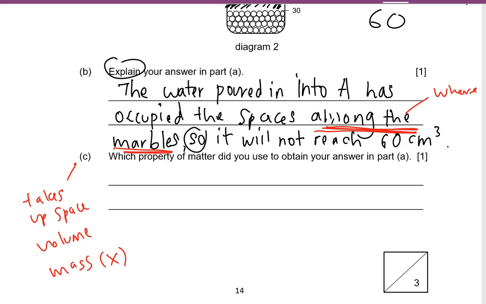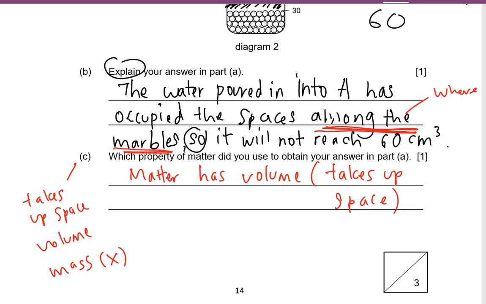So the answer is metal has volume. Or if you have written something like metal takes up space, that's the same meaning also, because volume means taking up space, by the way. Alright, so this is for question 39.